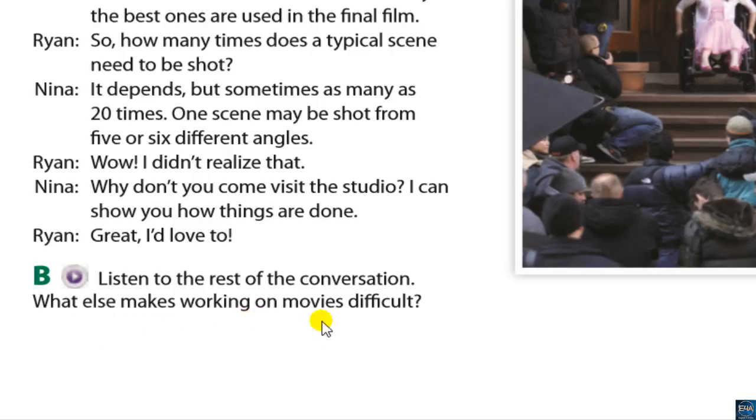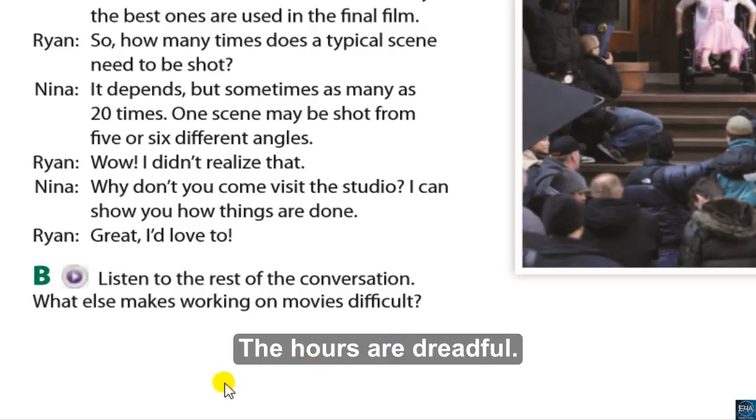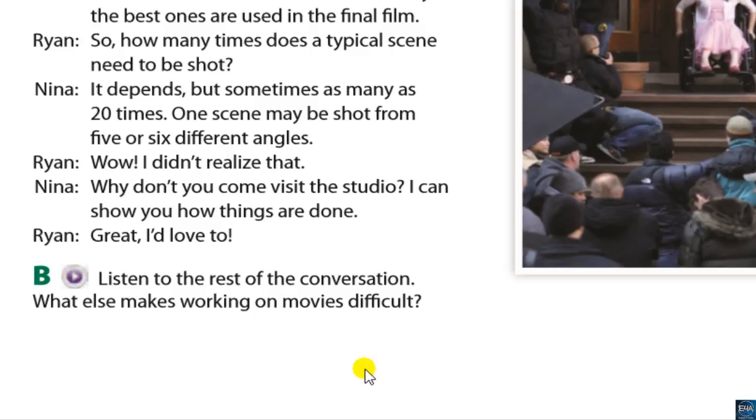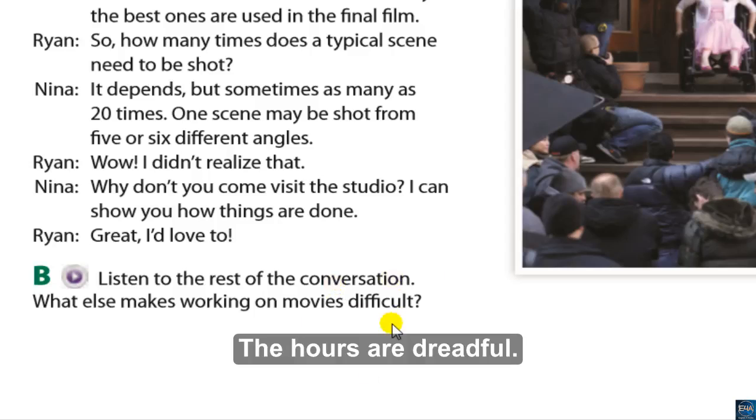What else makes working on movies difficult? The hours are dreadful. It's not a 9-to-5 job. They don't have a schedule from 9 o'clock in the morning to 5 o'clock in the evening. Sometimes they can work at any time: at 3 o'clock in the morning, at dawn, at night, early in the morning, at 6 o'clock. If they have a scene at 8 o'clock, they have to be ready at 3 o'clock in the morning. So the hours are dreadful.